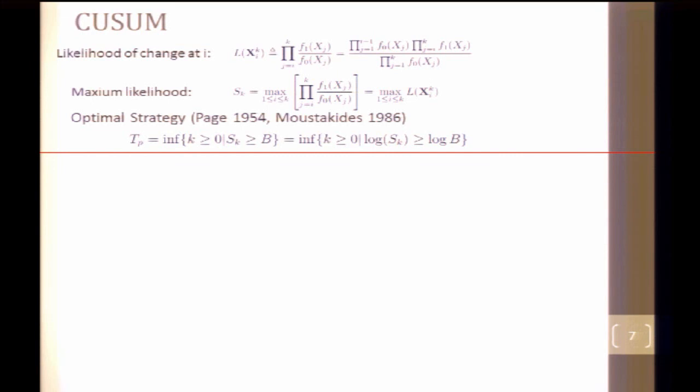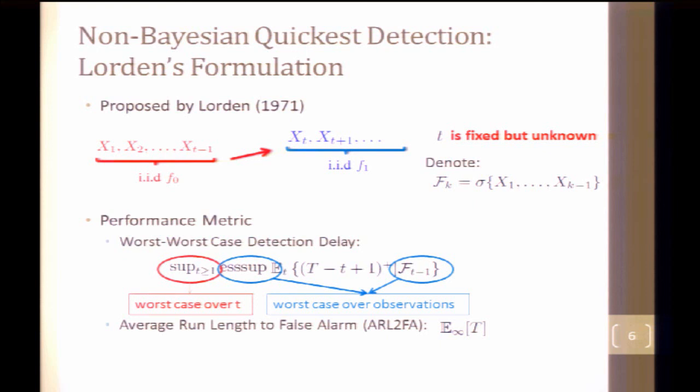If you go back, what is the expectation over? This one, E_t. E_t simply means the expectation where we assume the change happened at time t. So conditional on the event that the change happened at t.